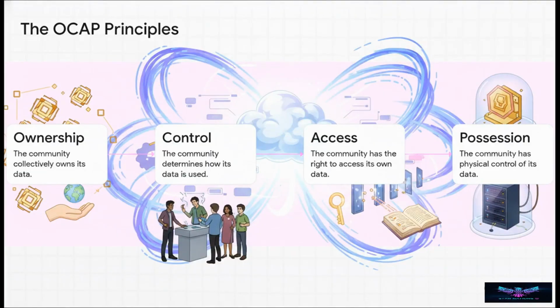Well, there's this powerful framework emerging called the OCAP principles. It stands for ownership, control, access, and possession. It means the community collectively owns its data, controls how it's used, and has the right to access it. But the real game changer here is that last one, possession. This means having physical control of the data on their own servers.